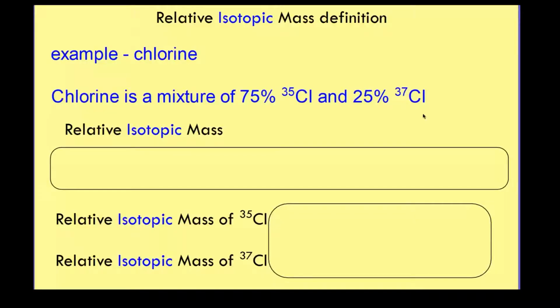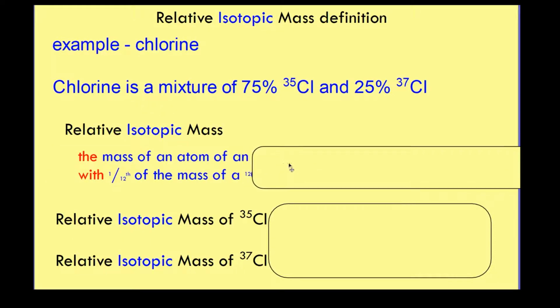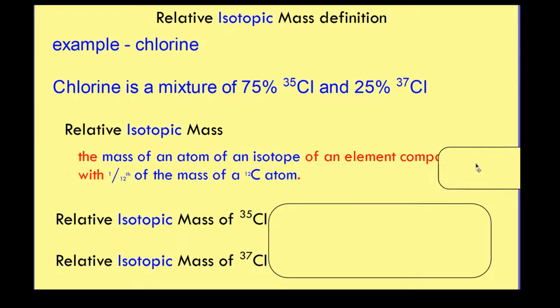Okay, let's start with the relative isotopic mass definition. I'm going to use chlorine as an example. Chlorine exists as a mixture of 75% chlorine-35 and 25% chlorine-37. So the definition of relative isotopic mass is the mass of an atom of an isotope of an element compared with 1/12 of the mass of a carbon-12 atom.